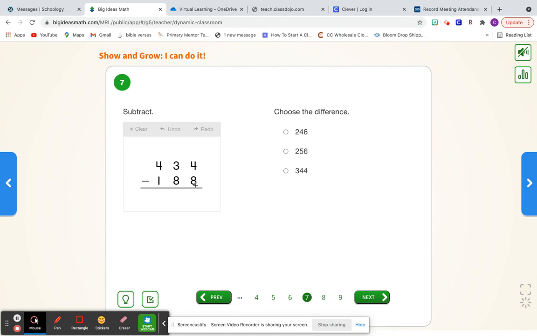All right, here we have more on the floor again. We're going to come over here and borrow a 10. 2. 14. 14 minus 8 is 6. Come borrow again. 12 minus 8 is 4. And 3 minus 1 is 2. So our answer is 246.